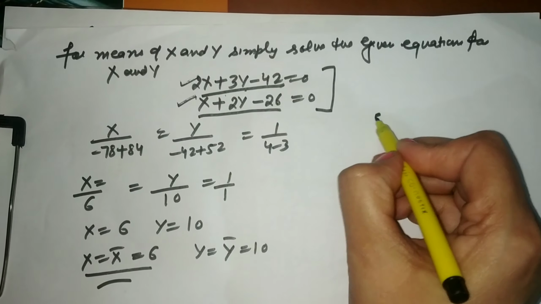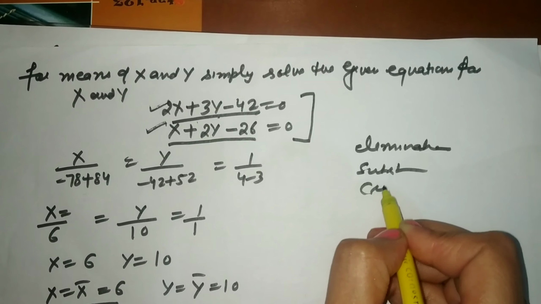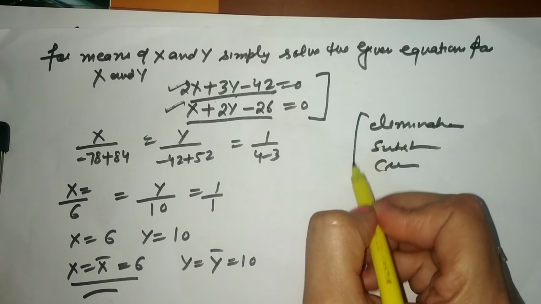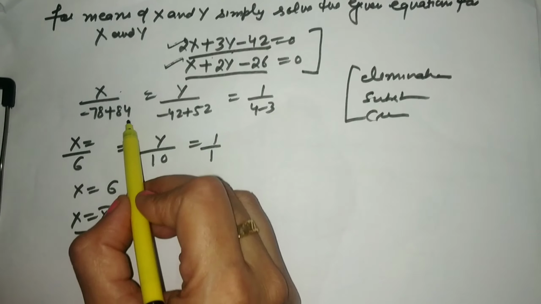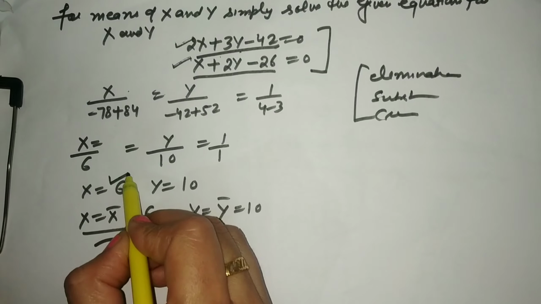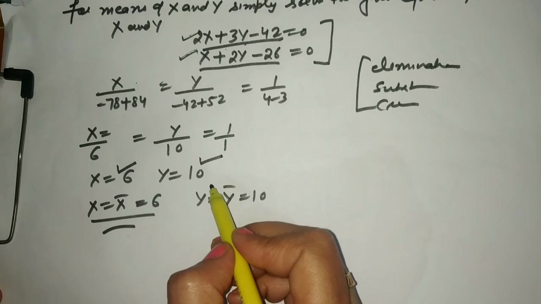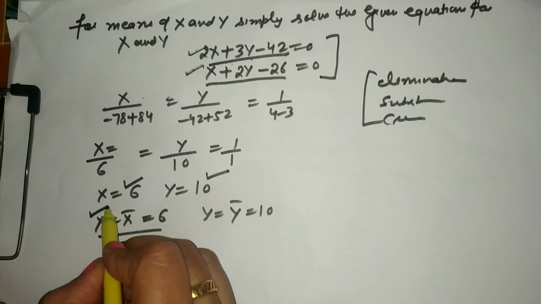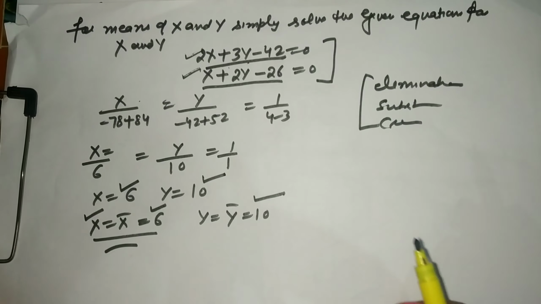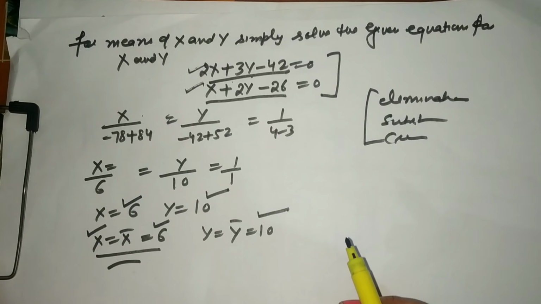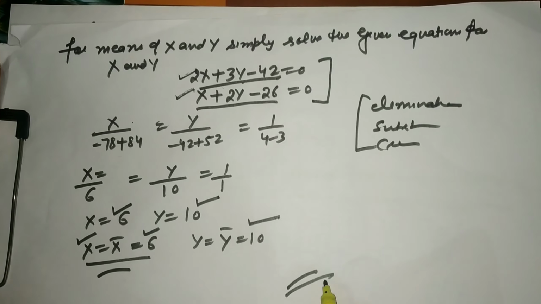I can solve it by the elimination method, by the substitution method, and by the cross multiplication method. That means there are a number of methods. So I have solved it by the cross multiplication method. I applied that method simply and found the values of x and y. The value of x comes 6, y is 10. So this point of intersection is actually known as the means. So mean of x is 6 and mean of y is 10. This is the question. That means in this question we want to find the means of x and y and the coefficient of correlation between x and y. So this is the illustration.